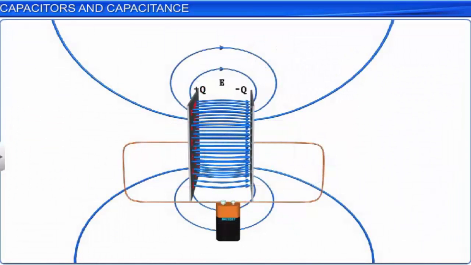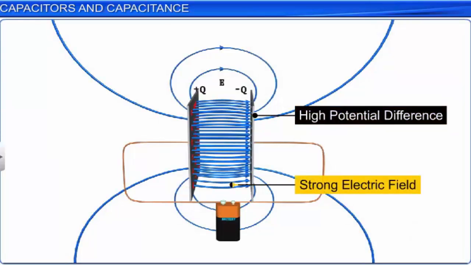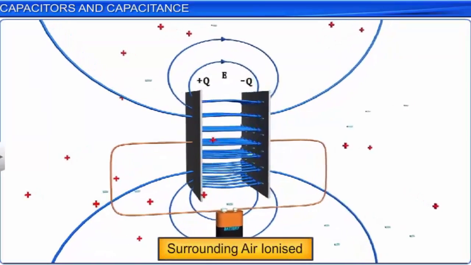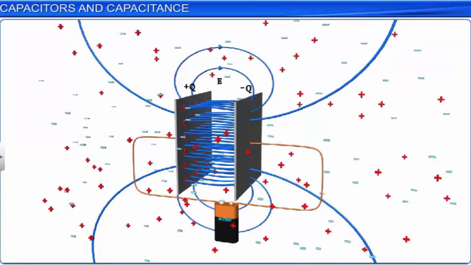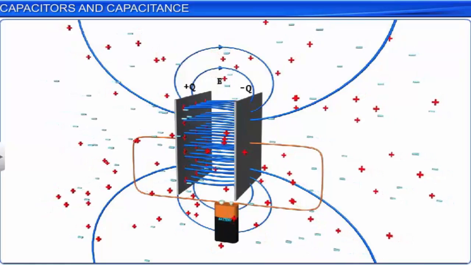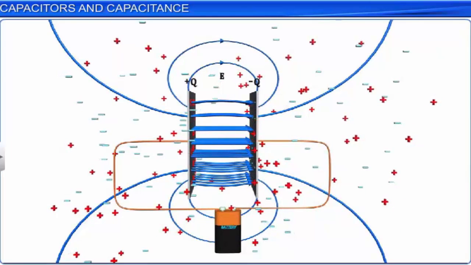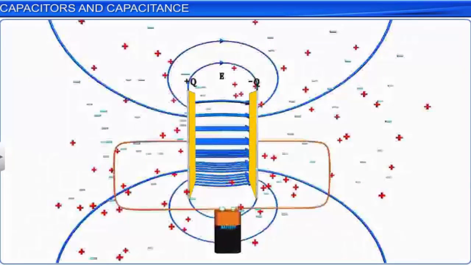For a capacitor having a very high potential difference between its plates, there exists a strong electric field between and around the plates. This strong electric field can ionize the surrounding air. The charges so produced due to ionization accelerate towards the oppositely charged plates of the capacitor and neutralize the charges on the plates, at least partly. Hence, we can say that the charge on the plates of the capacitor has leaked away due to the reduced insulating power of the intervening dielectric medium.